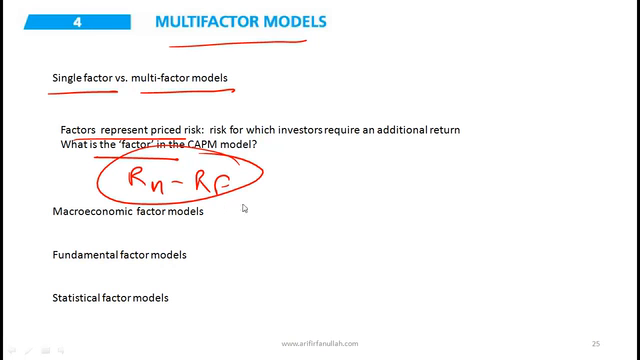Now in multi-factor models, we are going to look at three, and this again should be a refresher: macroeconomic factor models, fundamental factor models, and statistical factor models. In this reading, the focus is on macroeconomic factor models, which you have seen before. Fundamental factor models are briefly mentioned, but you saw these in detail earlier. We'll just read a couple of paragraphs from the summary on this.